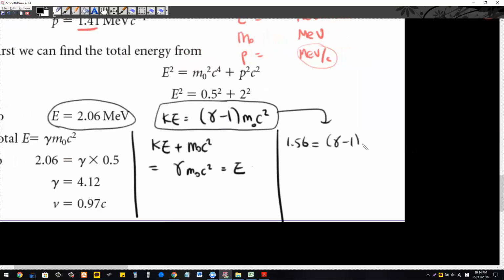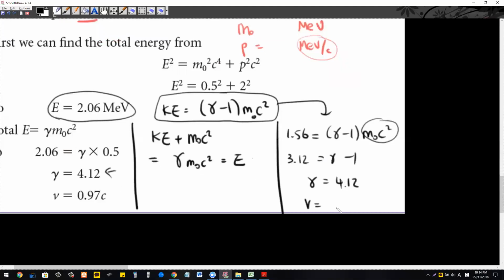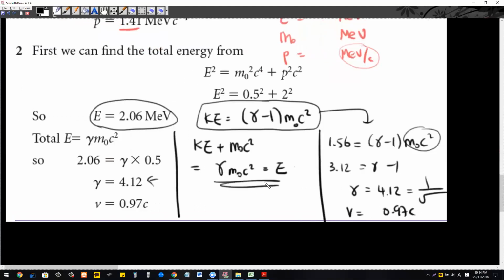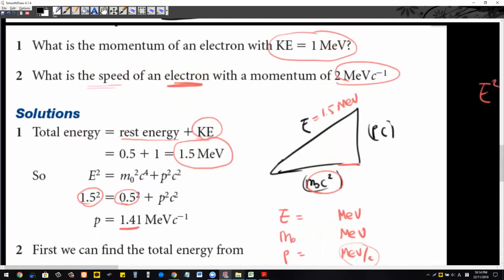Gamma minus 1, and then m naught c squared, which here was 0.5. So it's 3.12 equals gamma minus 1, so gamma is equal to 4.12. Same thing. And then v, through 1 over gamma, is equal to 0.97c. All good? So this stuff is special relativity.